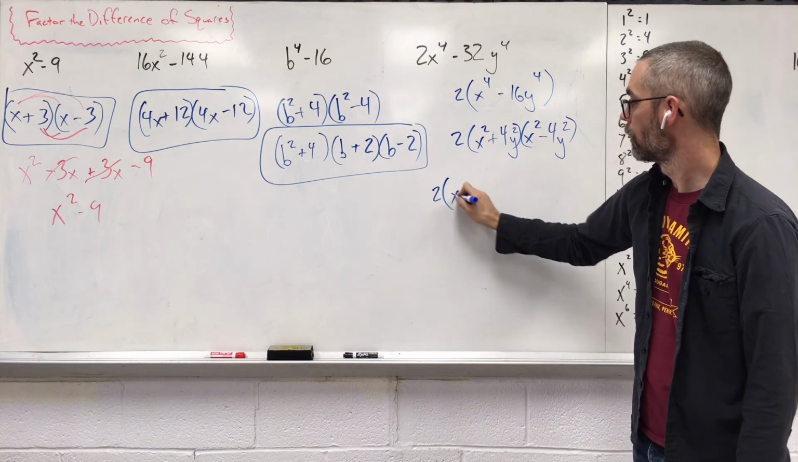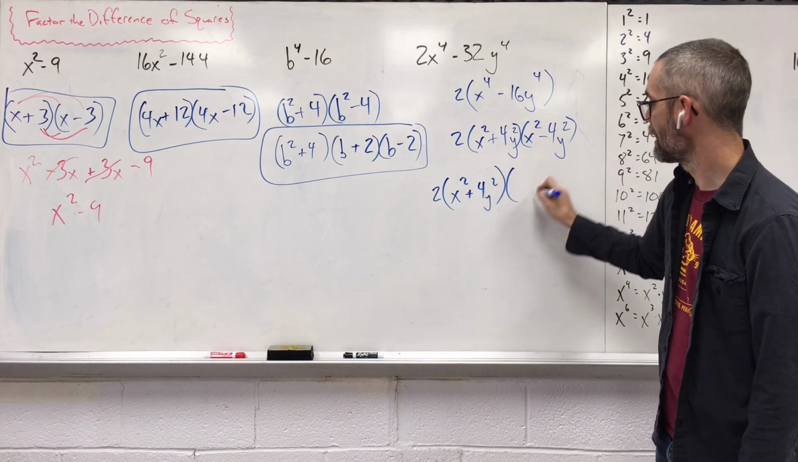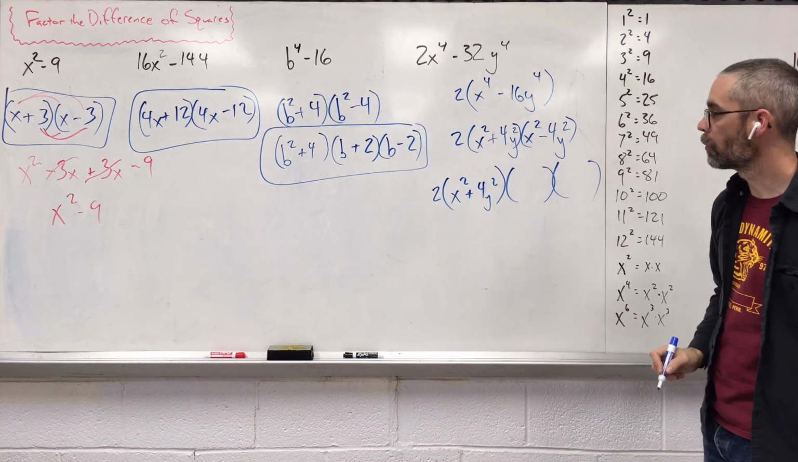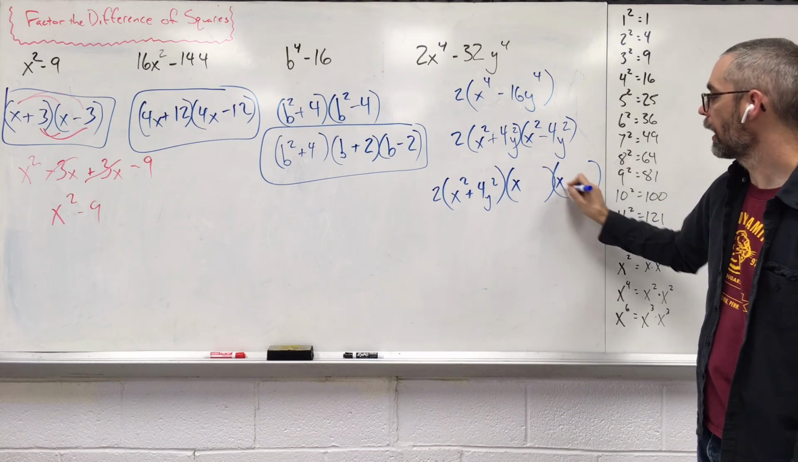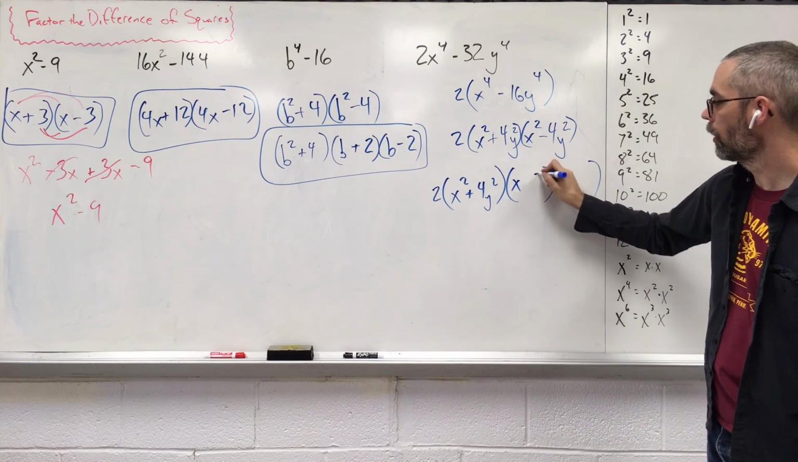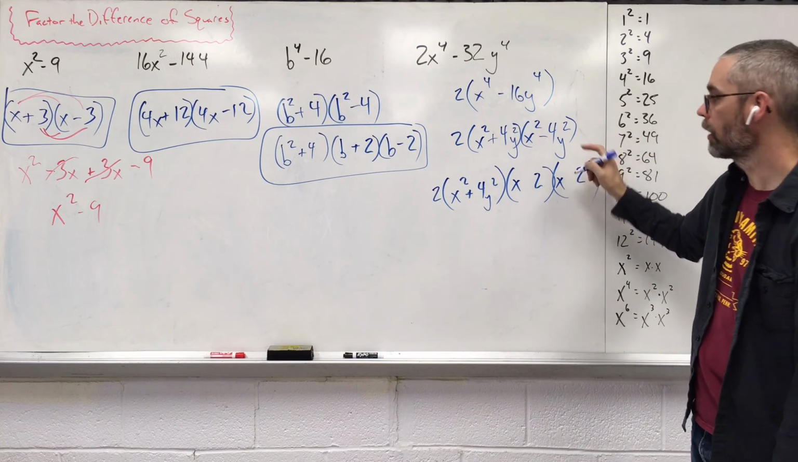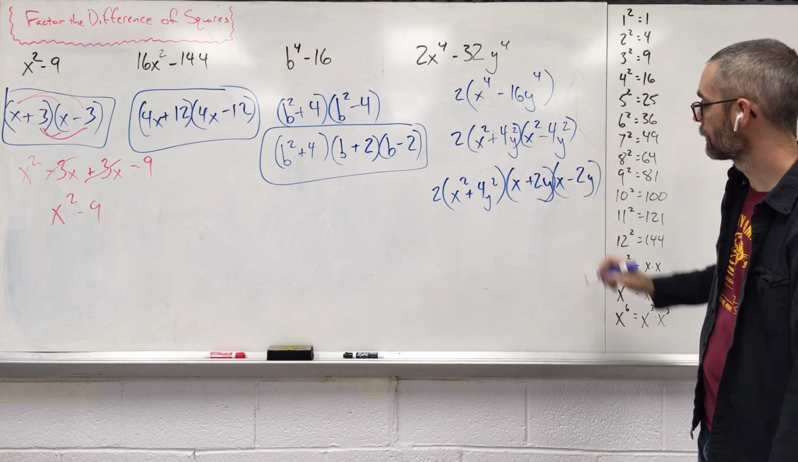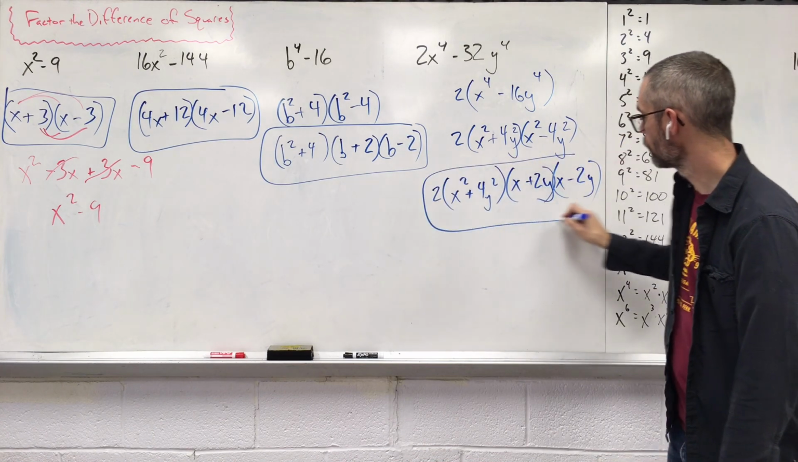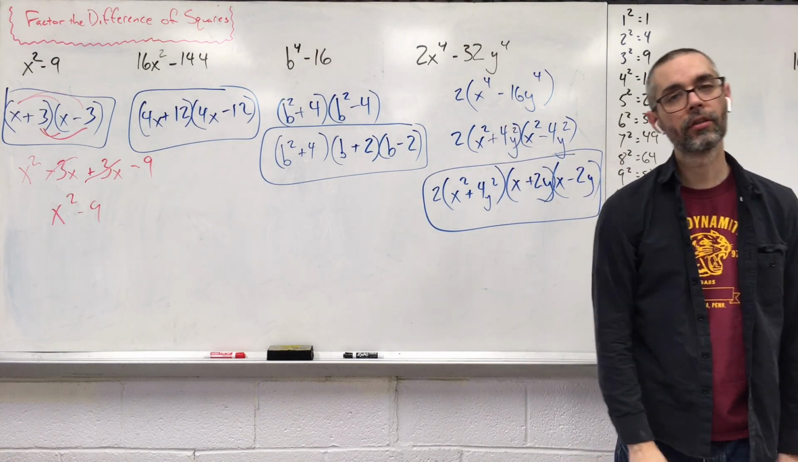2x squared plus 4y squared. And now break this up one more time. What times itself gives me x squared? x, x. What times itself gives me 4? 2, 2. What times itself gives me y squared? y, y. And then plus sign, minus sign. We are officially done. And that is factoring the difference of squares.